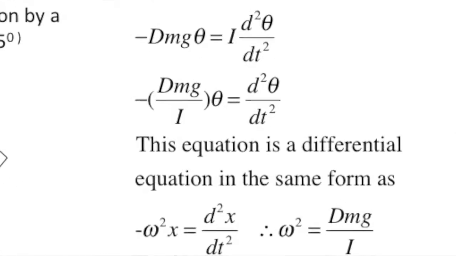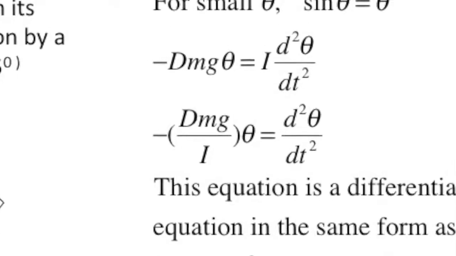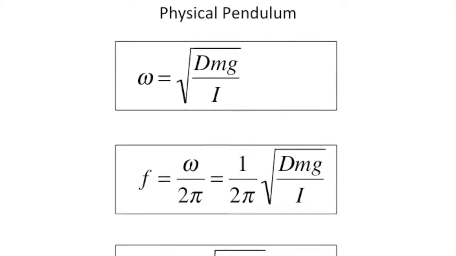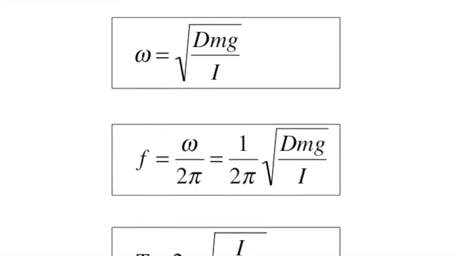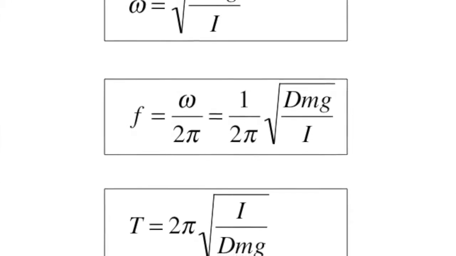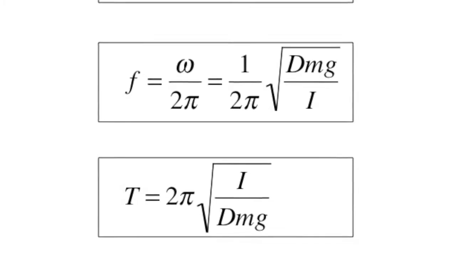If you take I and bring it to the other side, then you have negative this thing times theta equals the second derivative of theta with respect to time. And so omega squared is dmg over I. Our equations then for a physical pendulum: omega is the square root of dmg over I. The frequency is 1 over 2π root of dmg over I. This is the "damage" equation, by the way, right? Root of dmg over I. And then the period is 2π root I over dmg.